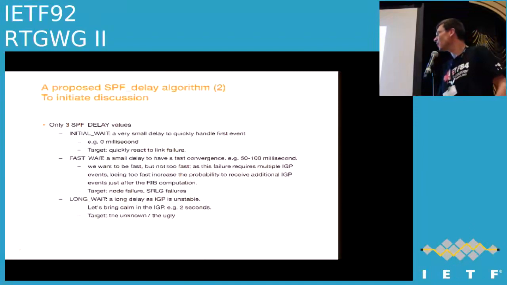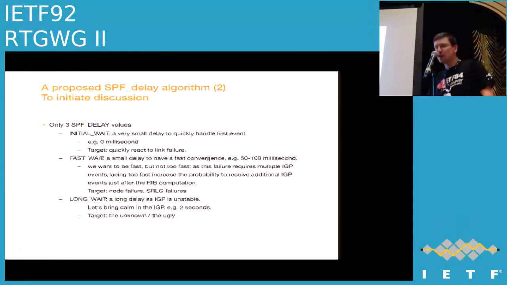Because node or SRLG failures translate into multiple link failures. And here we still want to be fast, because we still want to have fast convergence. But we don't need to be very fast, because if we are too fast, we just do the computation before knowing all the topology changes. So here, the second delay is fast wait.